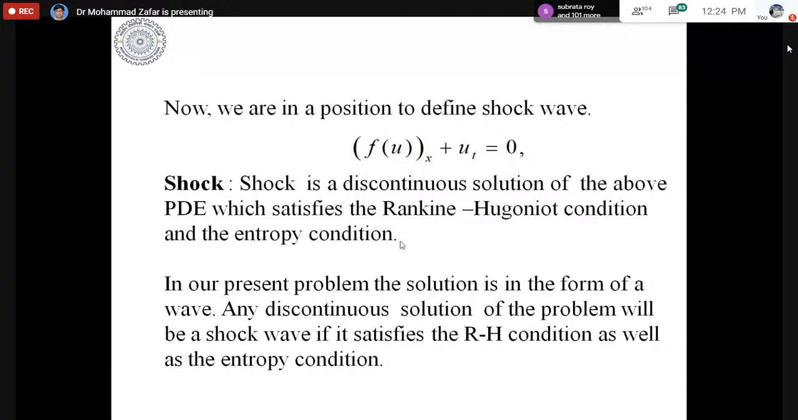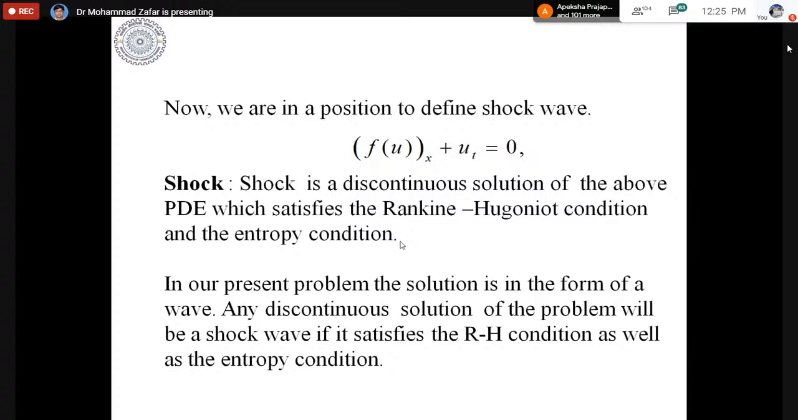So consider again the differential equation u_t + f(u)_x = 0, together with the initial condition u(x,0) = u_0(x). Shock. So the shock definition can be written as follows. A shock is a discontinuous solution of the above PDE which satisfies the Rankine-Hugoniot condition and the entropy condition. Both the conditions must be satisfied for a discontinuous curve to be a shock curve.